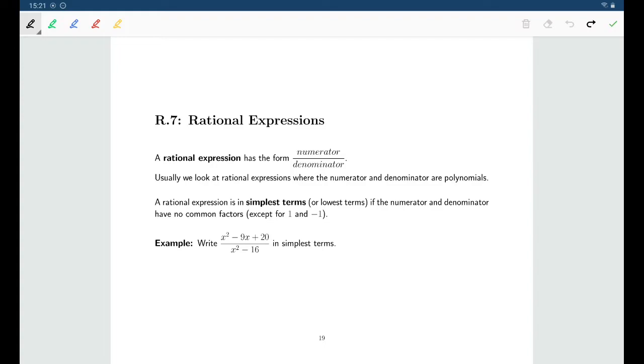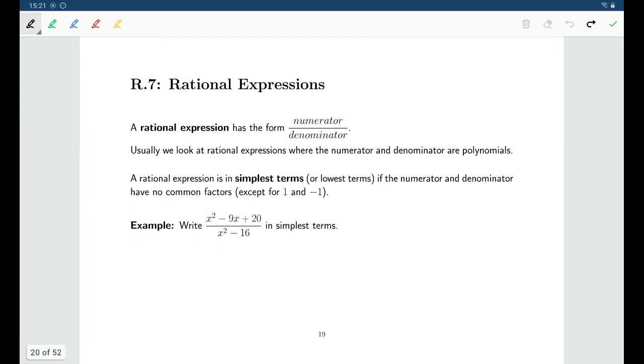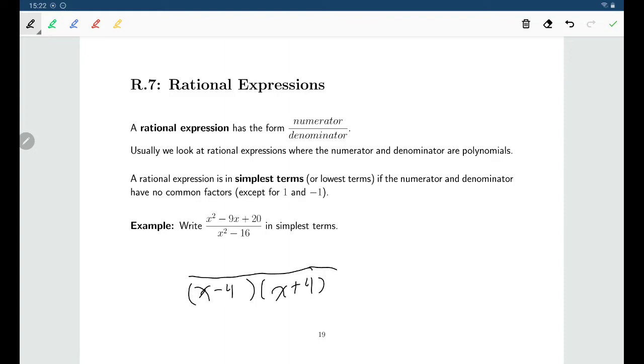So if I'm taking a look at this rational expression, x squared minus 9x plus 20 over x squared minus 16, I can see that both the numerator and the denominator factor out. The denominator factors nicely as x minus 4, x plus 4. It's a nice little difference of squares. And for the numerator, looking for numbers that multiply to positive 20 and add up to -9, that's -4 and -5. So x minus 4, x minus 5. That would be my way to factor the top.